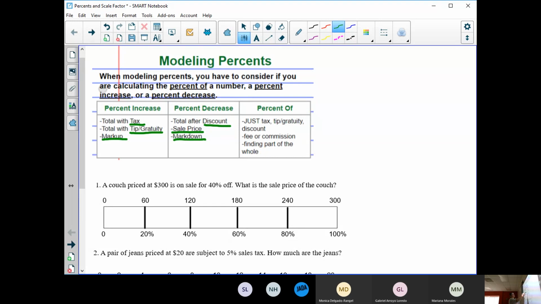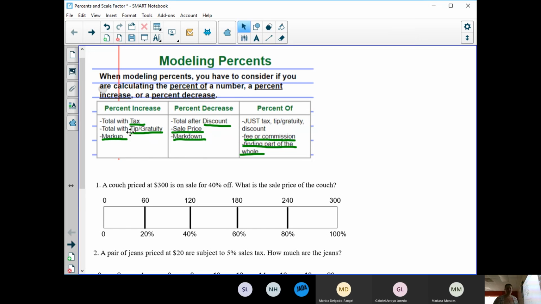So for this first one, if it says just tax, just tip, just discount, we don't want to know the total with tax or the total after discount. We want to know what just that percentage of the cost is. Fee or commission is also a percent of, and finding part of the whole is a percent of.